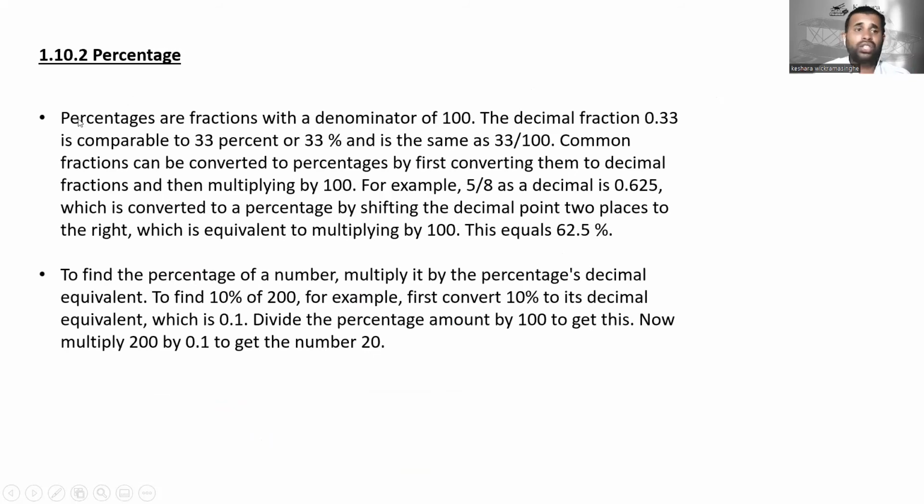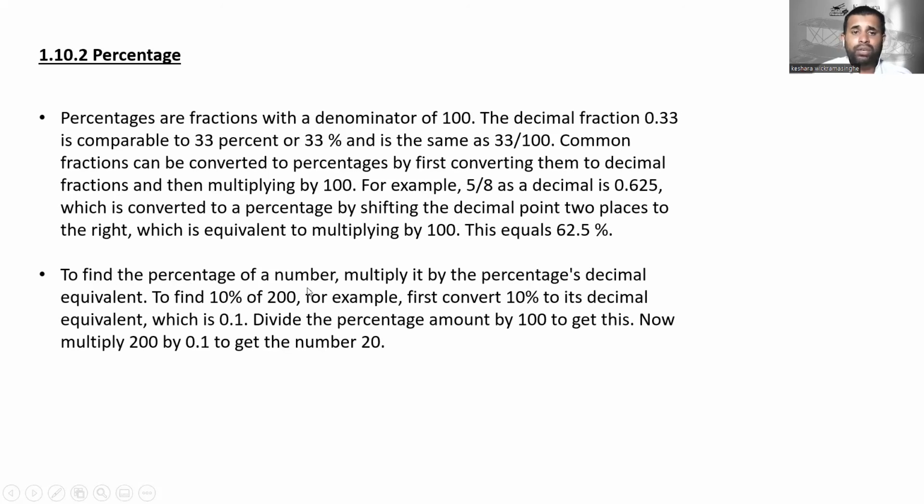So now let's go to the percentage. Percentages are fractions with a denominator of 100, right? So the decimal fraction 0.33 is equivalent to 33%, and it is the same as 33 divided by 100. Common fractions can be converted to percentages by first converting them to decimal fractions and then multiplying by 100. For example, 5 upon 8 as a decimal is 0.625, which is converted to a percentage by shifting the decimal point 2 places to the right, which is equivalent to multiplying by 100. This is equal to 62.5 percent.